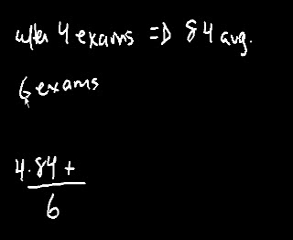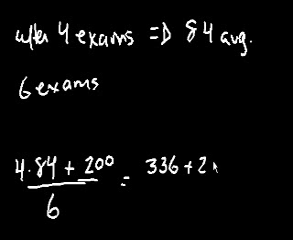Plus, there's going to be 2 more exams, right? Because there's 6 exams in the class. And I'm going to get 100 in each. So that's 200. And what's this average? Well, 4 times 84, we already said is 336. Plus 200 over 6. So that's 536 over 6.